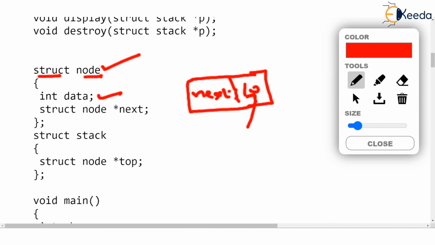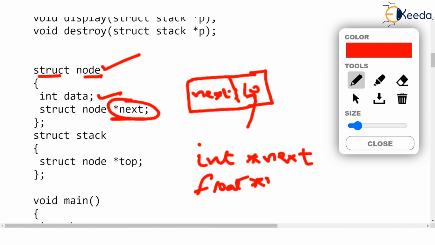But then what kind of pointer is it? Is it an int pointer? No, it isn't an int pointer. Please try to understand. This next cannot be an int pointer. This next cannot be a float pointer. Because if you actually narrate a statement in English, it will be so easy. If you have a node which stores data and a next pointer, then what is this next pointer pointing to? This next pointer points to the next node.